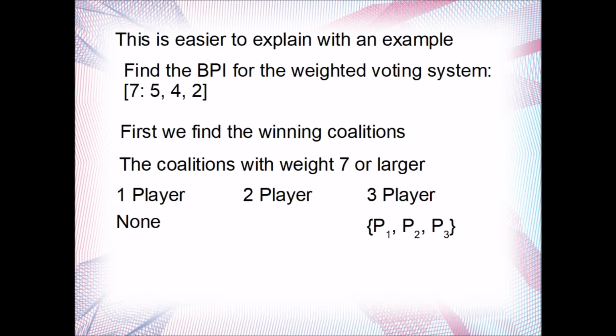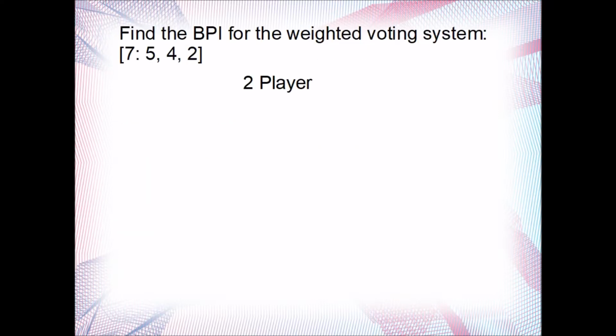The 3-player coalition is also an easy one to check. It really should win, and 5 plus 4 plus 2 is 11, which is more than 7, so that's enough to win. So the 1-player and the 3-player coalition should be pretty easy to check on. That leaves the 2-player coalitions. I'm just going to list all of them. We've got player 1 and player 2, player 1 and player 3, and player 2 and player 3. Let's see which ones of these win.